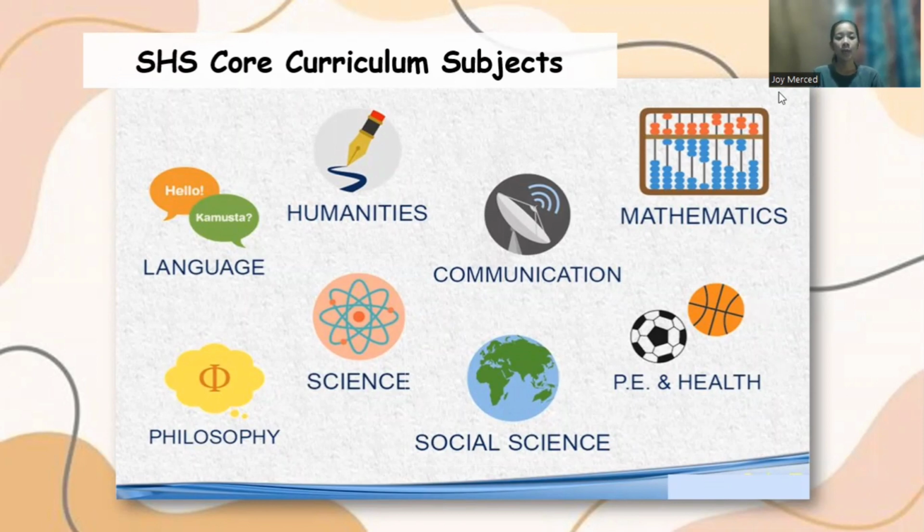Every subject in the core curriculum is compulsory and has a time allocation of 80 hours per semester, except for PE and health, which have only 20 hours per semester. However, a maximum of 2 senior high school core subjects may be substituted with equivalent subjects with the approval of DepEd.